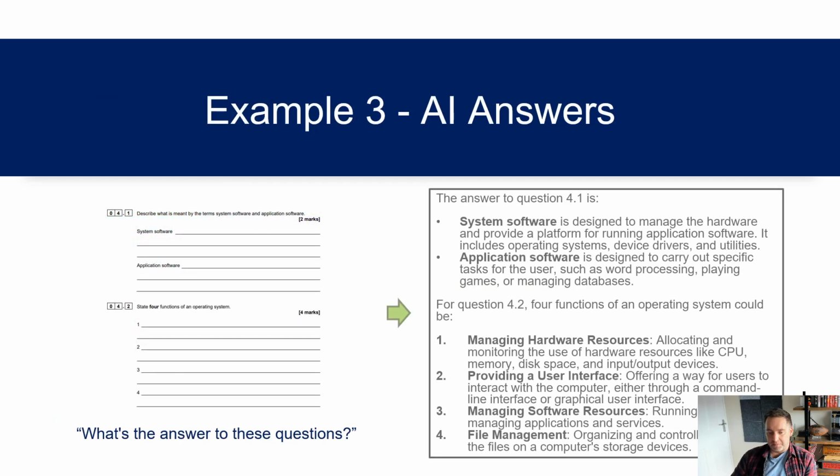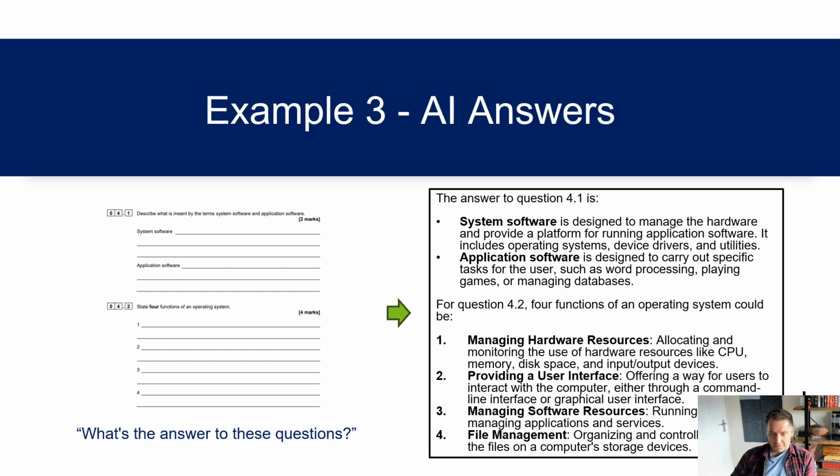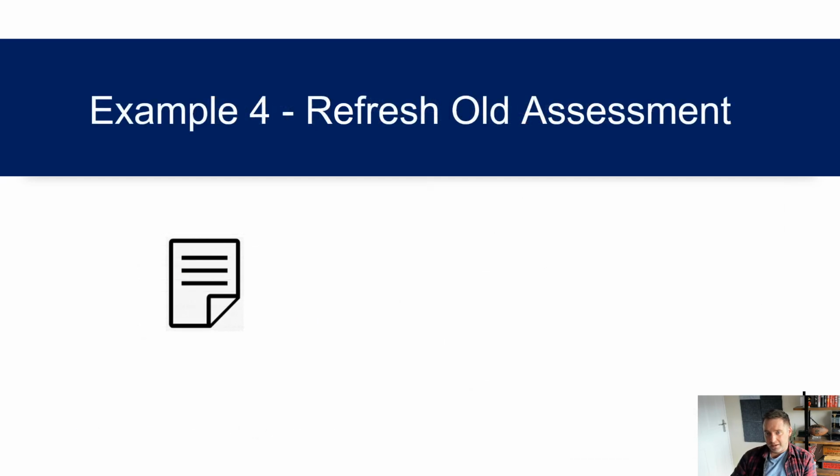So again, example 3, we looked at this in the prompt engineering. This is this idea of getting AI to answer questions, so that can create a task in itself that you can ask students to critique AI answers of questions, which is quite interesting because you can work out where it went right and where it went wrong. So that's quite a powerful task.